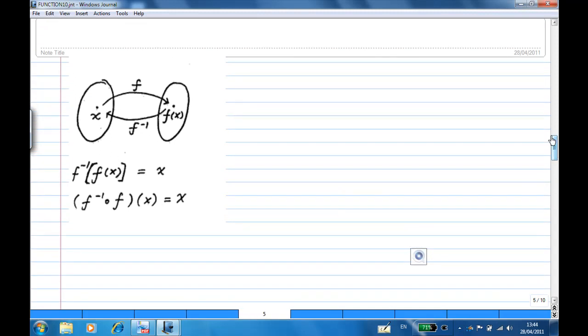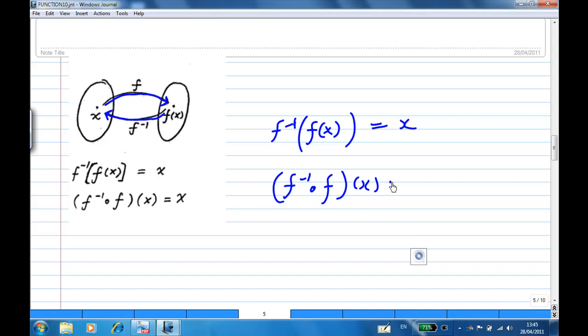Let's do a checking. This is about the properties of inverse function. You start with x here, apply f, then you apply f inverse, you will get back x. That's why you have the composition of f inverse with f applied to x equal to x.